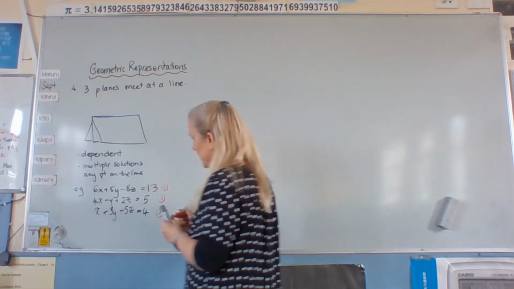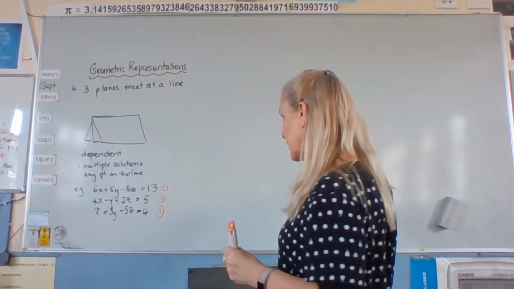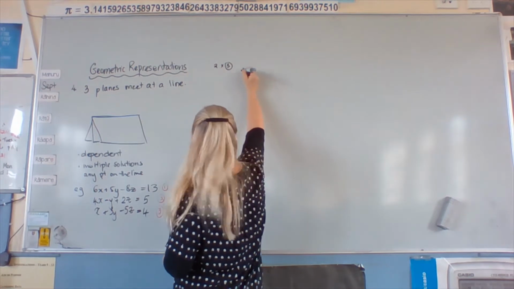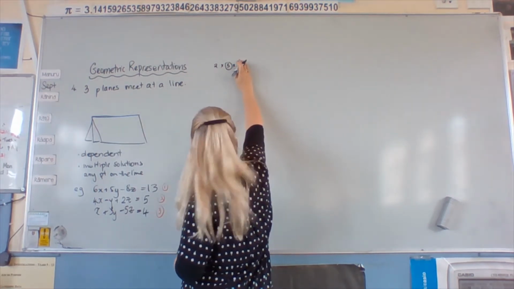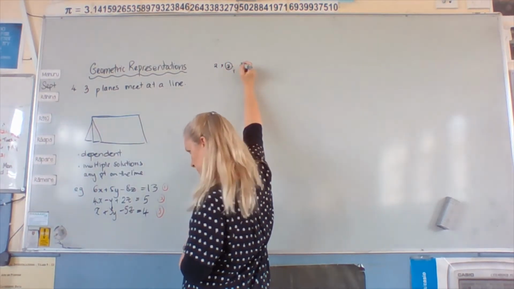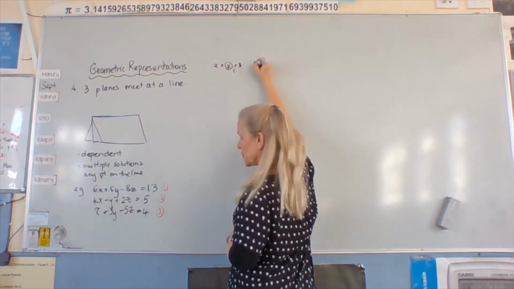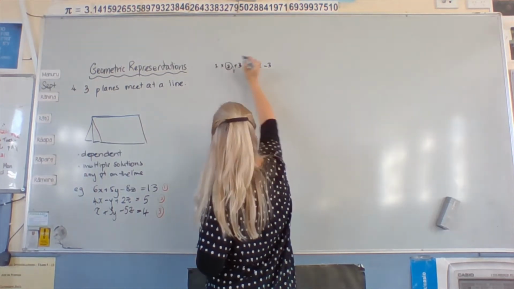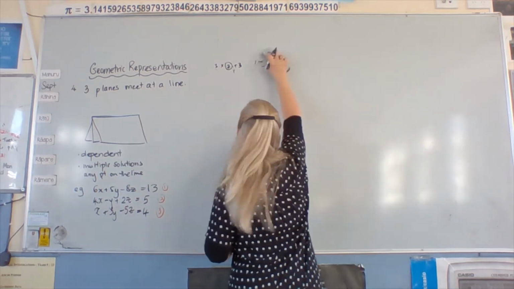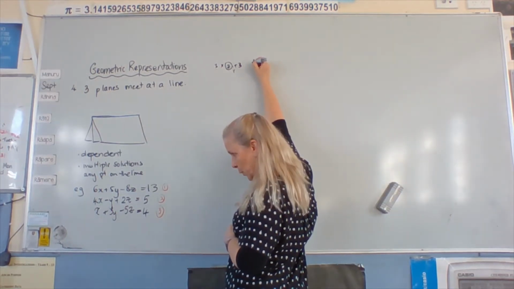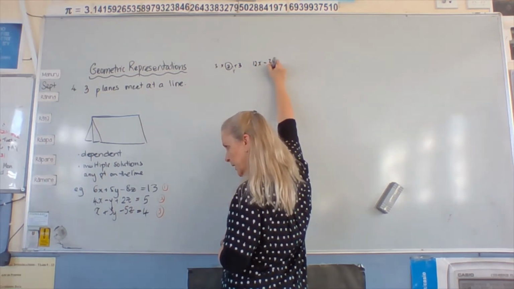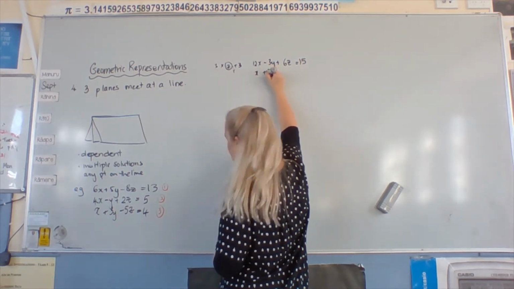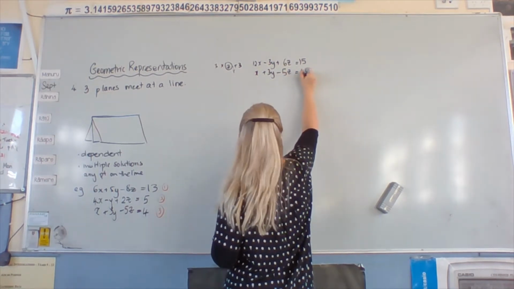We need to get rid of x, y, or z. So let's use 2 times 3. I'm going to go for y times 2 times 2 plus 3. So we've got 2 times 2 is 8x minus 3. 3 times 2, 12x minus 3y plus 6z equals 15. And 3x plus 3y minus 5z equals 4.